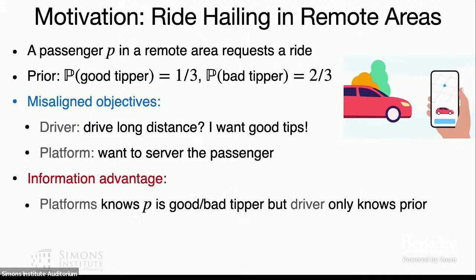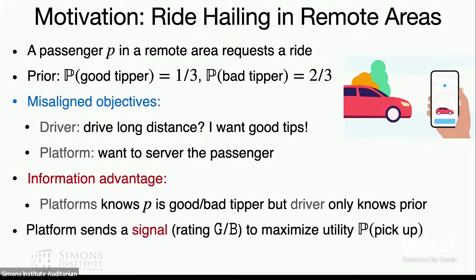Then for this problem, there's an information advantage because the platform knows exactly whether P is a good or bad tipper, but the driver only has a prior distribution about the type of the passenger. For simplicity, we assume that the prior probability of a good tipper is one third, and the bad tipper is two thirds.